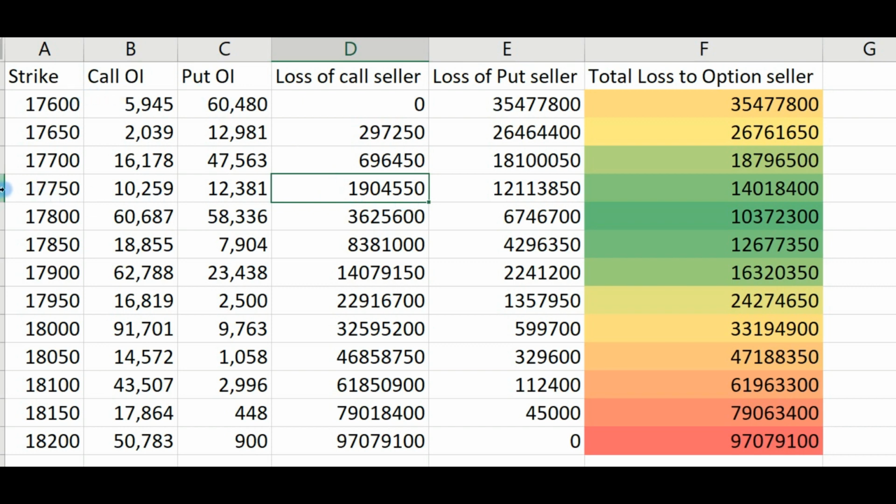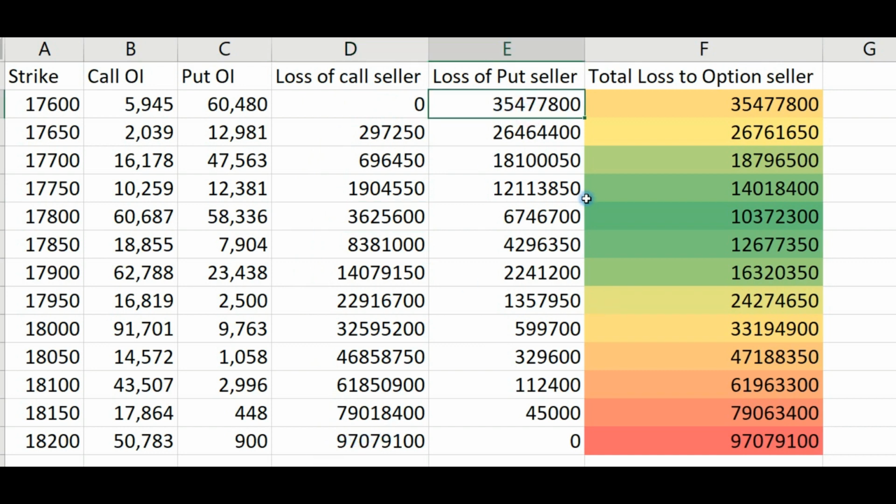If expiry is at this level, these people will have to pay 150. If expiry is at 17,800, this strike people will have to pay 200 rupees. So this is the formula edited for every strike. And then how much is loss for option seller, that is calculated here.